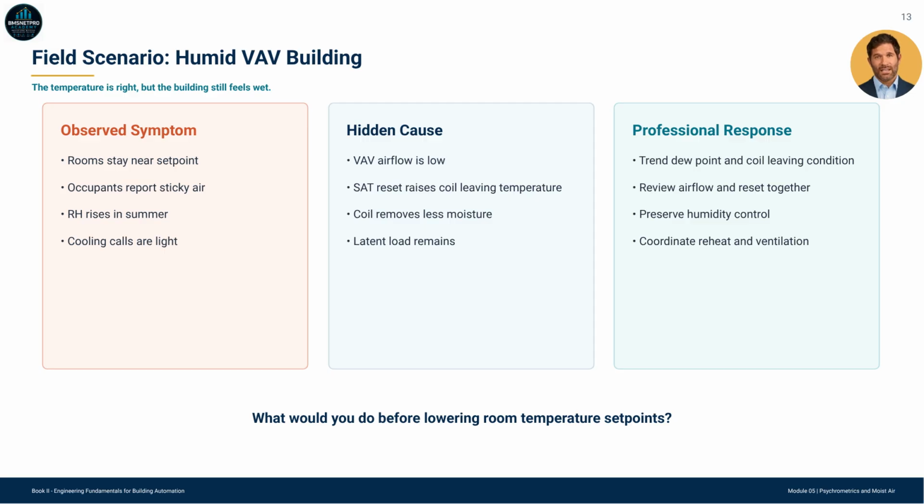The coil is not being kept cold enough, or the air is not spending enough time at the coil to dehumidify effectively. The professional response is not to randomly lower space temperature. The response is to trend dew point, coil leaving air temperature, airflow, outdoor air moisture, reheat, and reset behavior. Here is the question for the learner. What would you verify before changing any set point?